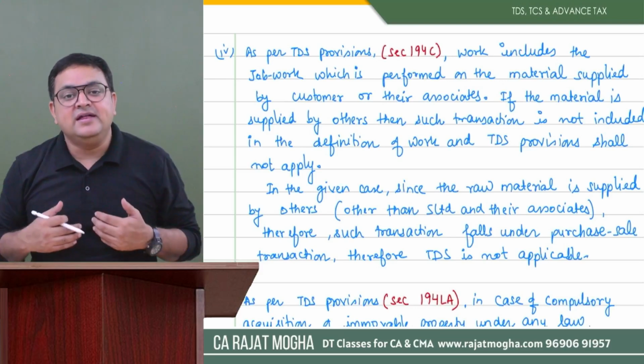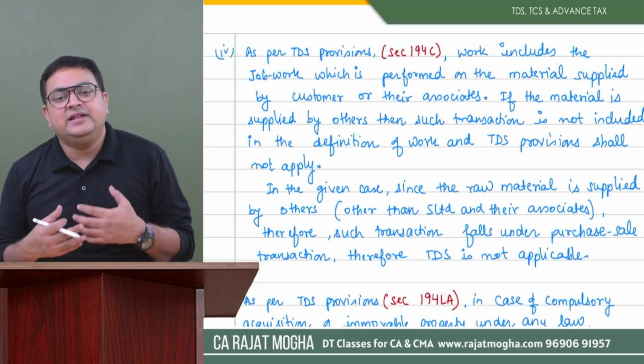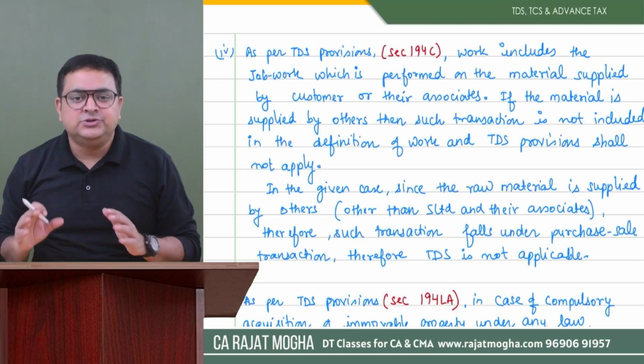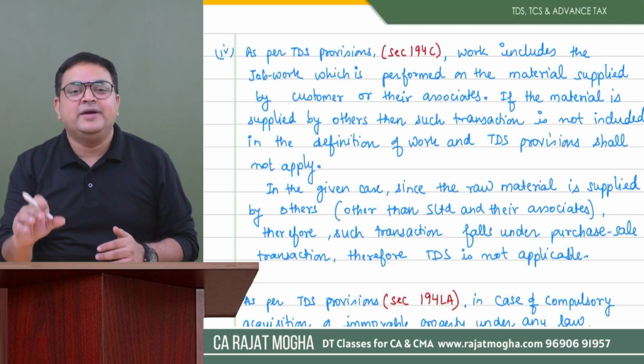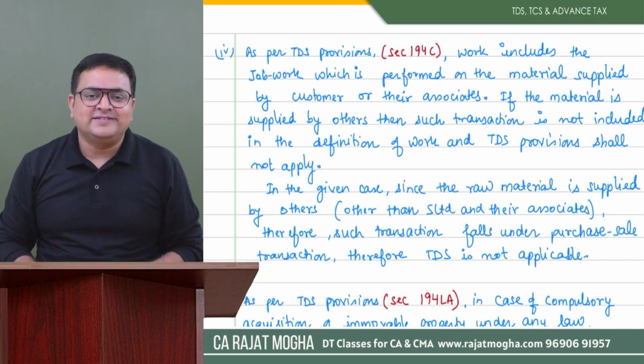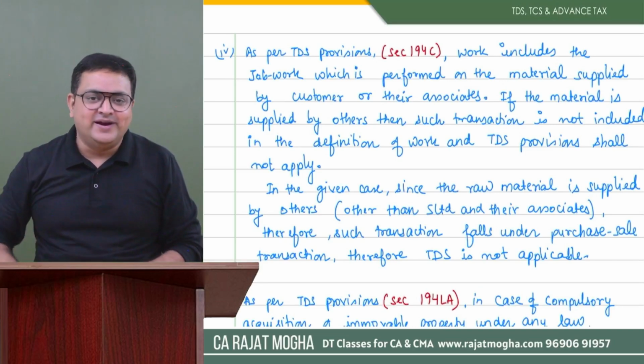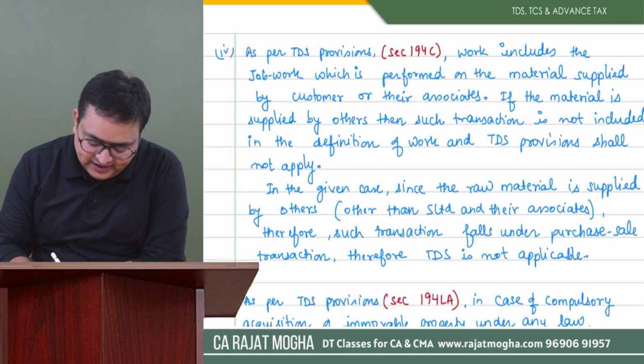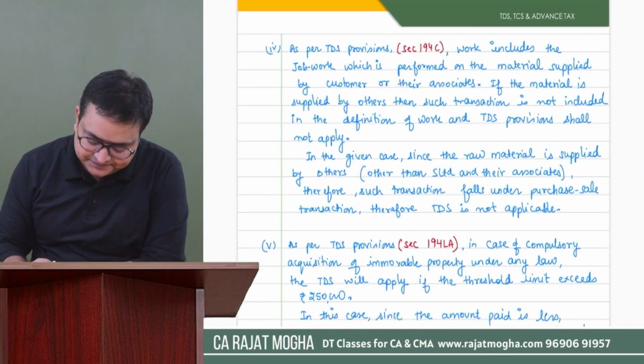But if the job worker is arranging the material themselves, purchasing it from someone else, then it will not be a work related contract. It will become a sale and purchase transaction. And on that transaction, we are not going to deduct TDS. Got it? Easy. So first I have mentioned the provision and then I have given the answer.